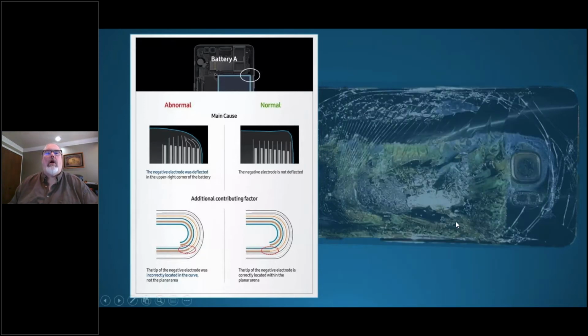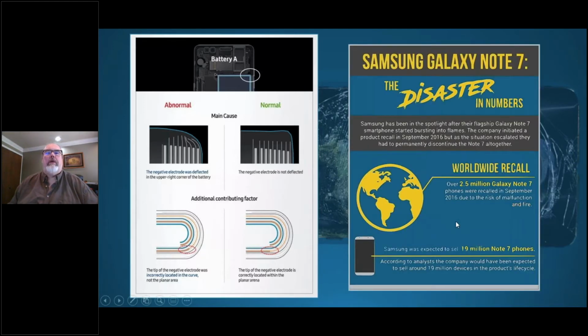So what it did was cause a recall. If everybody remembers that, they had over 2.5 million phones out in the public when they made the recall, and they expected to sell over 19 million of these. So they went from producing 2.5 million and recalling them all, so they had the cost of that, but they lost the revenue on 19 million. These were $1,000 phones. If $500 went to Samsung, that's almost $10 billion in revenue they lost.